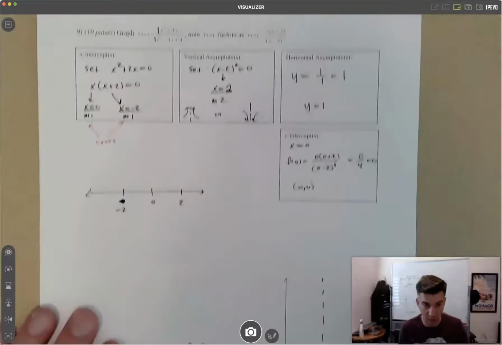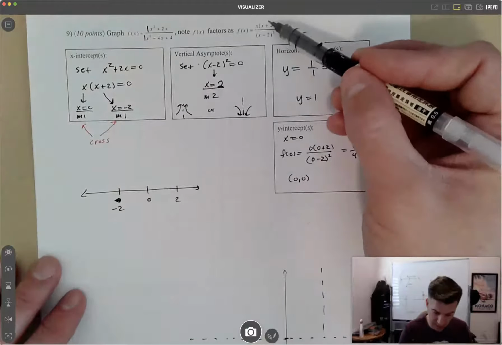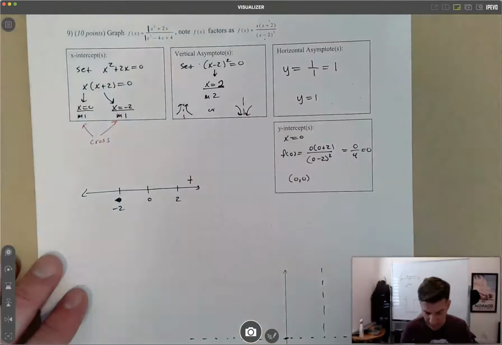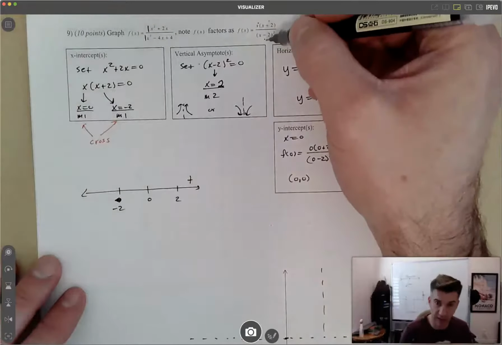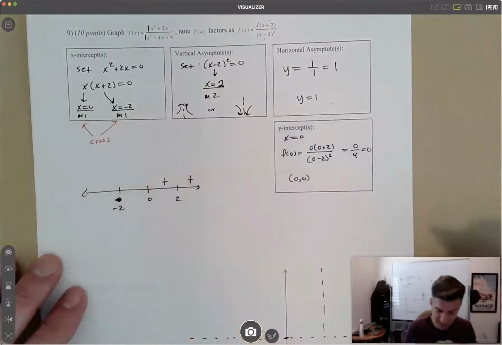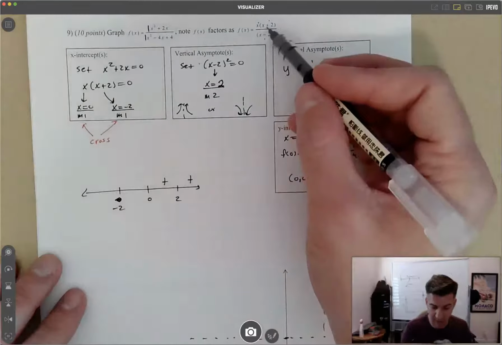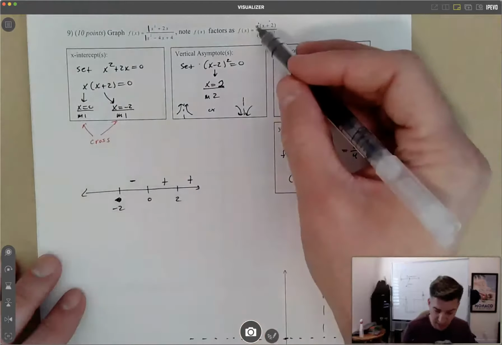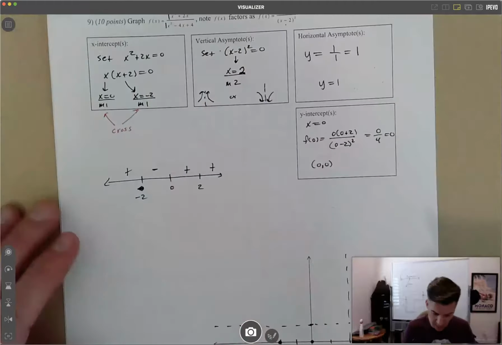So if I pick a number larger than 2, like 3, I plug in 3, it's a positive times a positive divided by a positive, which is positive. And then if I pick something between 0 and 2, like 1, it's a positive times a positive divided by a positive, because 1 minus 2 squared is still positive. If I pick something like -1, it's going to be a negative times a positive divided by a positive, which is going to be negative. If I pick something like -3, it's going to be a negative times a negative divided by a positive, which is positive.